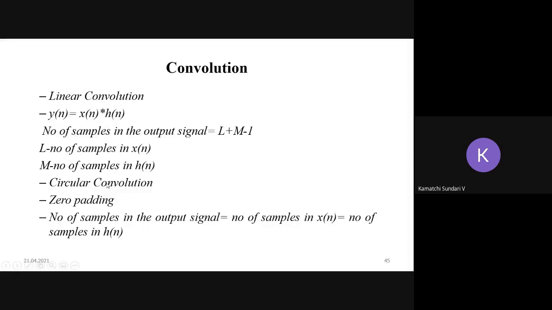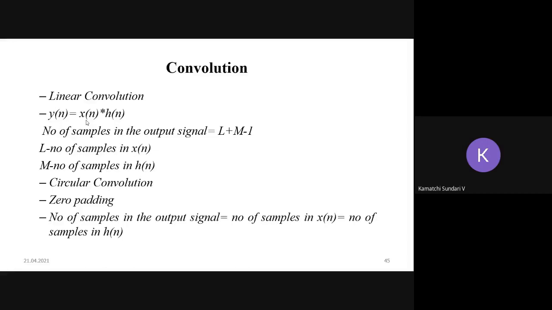But if you are going for circular convolution, the first step is to check the number of samples present in x of n and h of n. If it is equal, then we can proceed with our convolution process. If it is not equal, first make it equal by doing the zero padding procedure. Zero padding means appending zeros to your samples on the right side, right? So you have to add zeros to your signal.